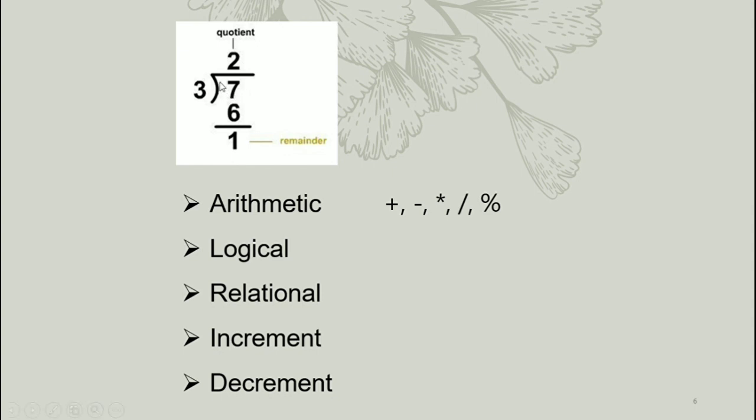Here you can see that 7 is divided by 3. So you are getting the quotient 2 and the remainder is 1. So if you want to get this quotient, you will be using this division operator. If you want this remainder as the answer, then you will be using this modulo operator. This modulo operator will help you in more cases.